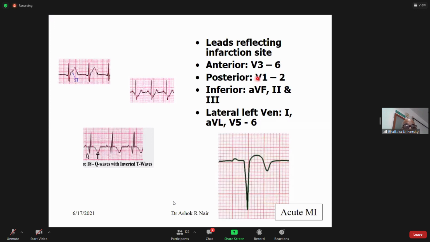If the ST segment changes are seen in V3 to V6, the current of injury might be located in the posterior region. In aVF, leads 2 and 3, it is in the inferior regions. If it is in lead 1, aVL, V5, V6, it is the lateral left ventricle regions. These are good to know, but not needed for you in your first year.